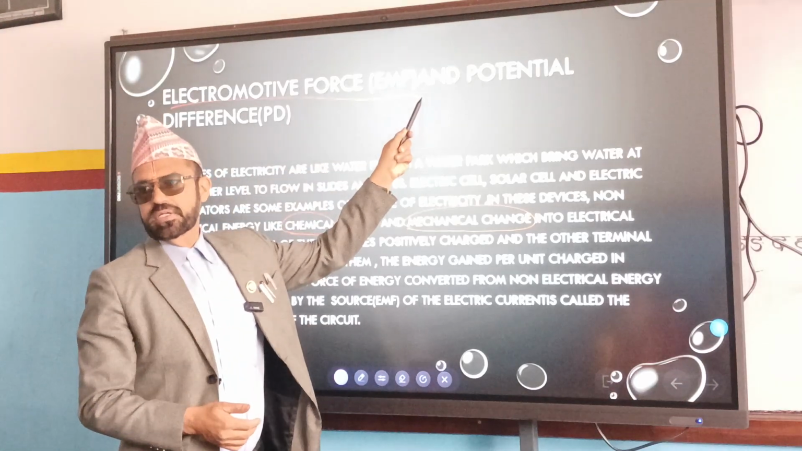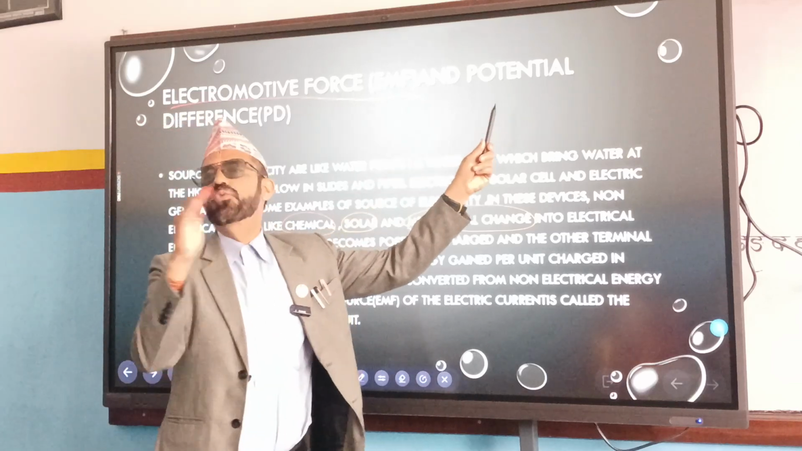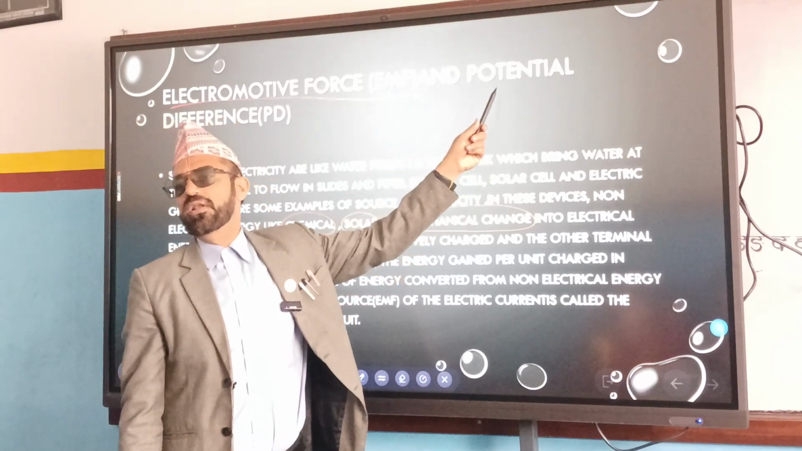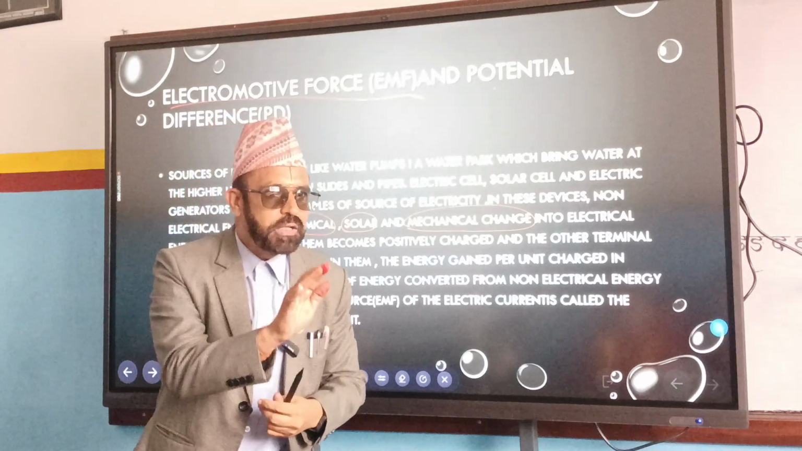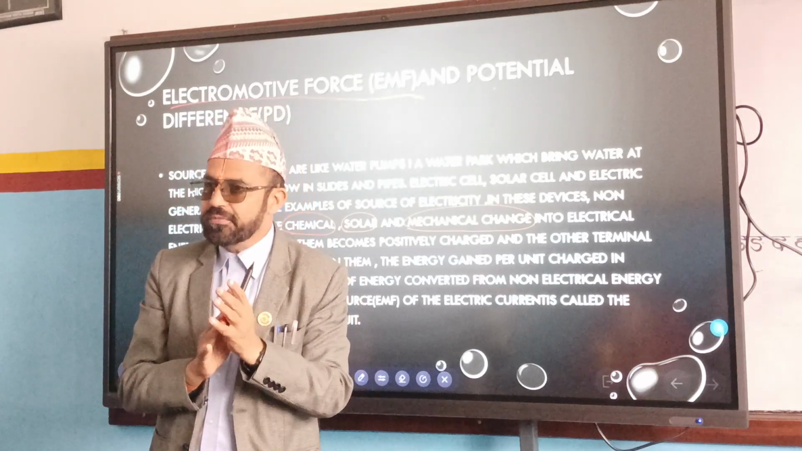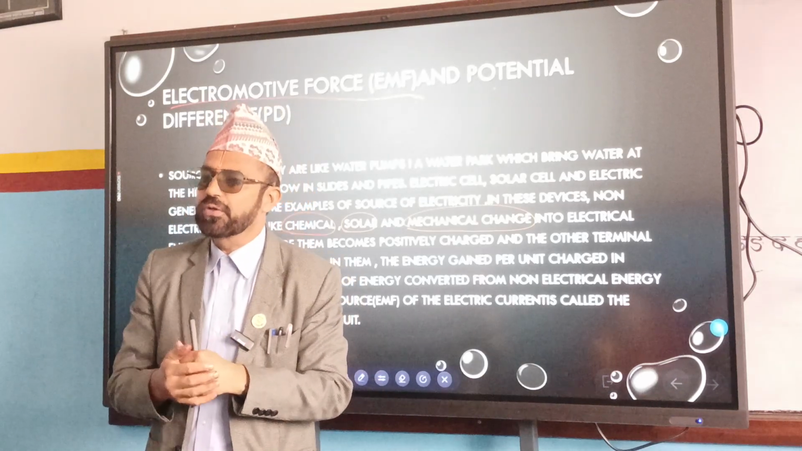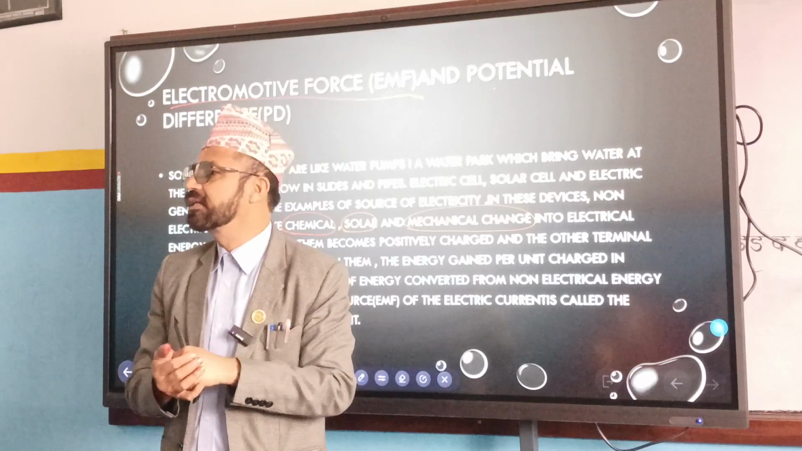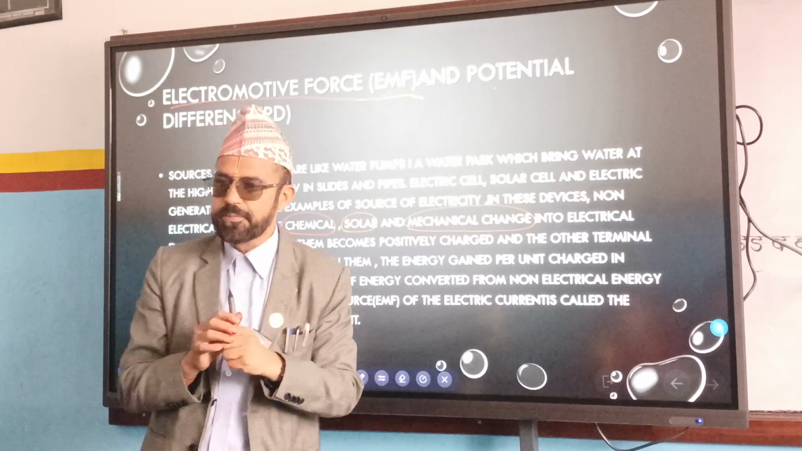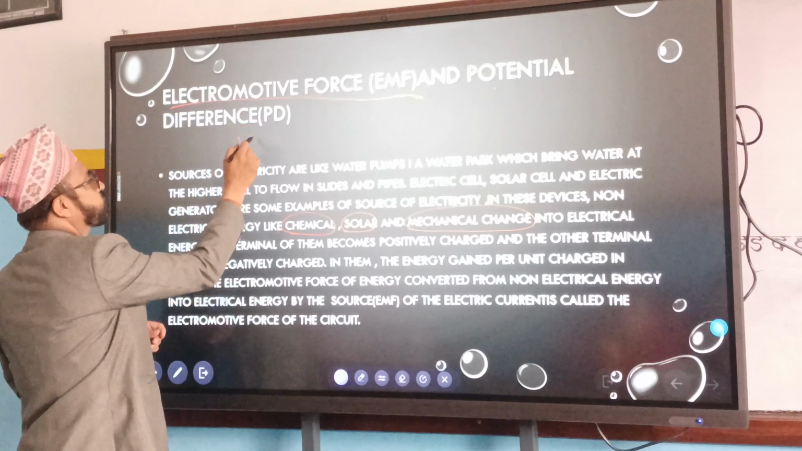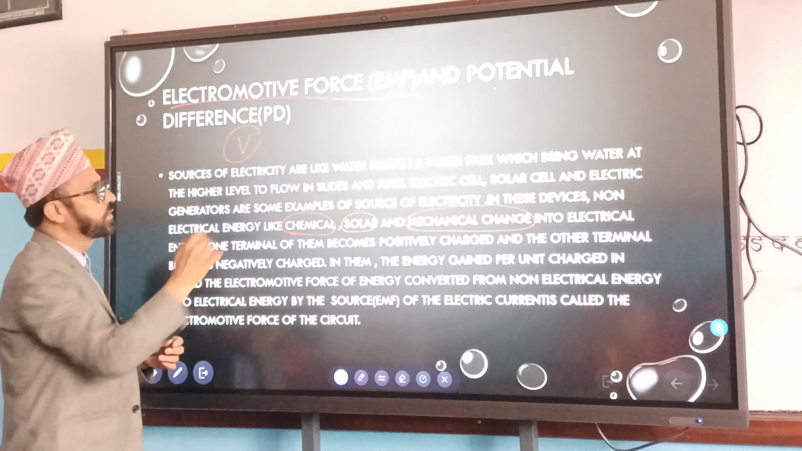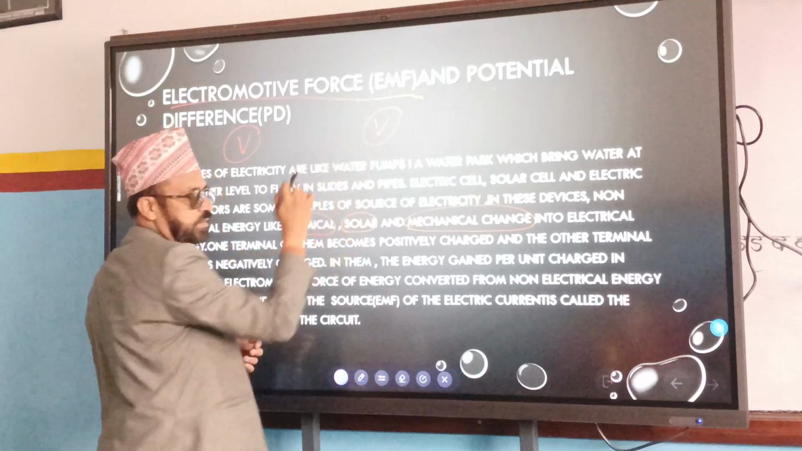Non-electric to electric. But when it starts moving from one place to another, what is it called? Potential difference. Same form. Non-electrical to electrical, that is EMF. When it starts flowing, what do you call it? Potential difference. Just make your concept clear. And the SI unit of EMF, what is it? Voltage. It is also voltage.